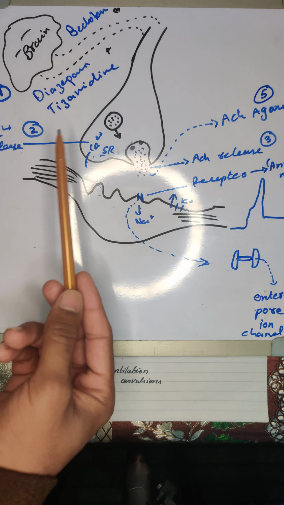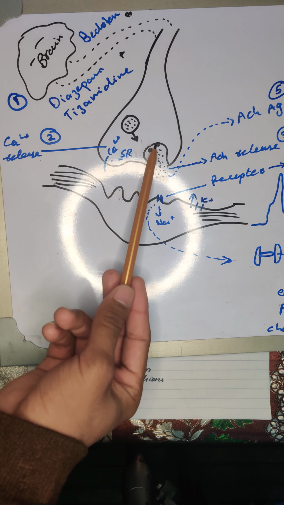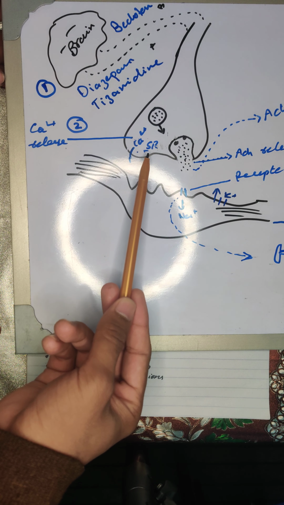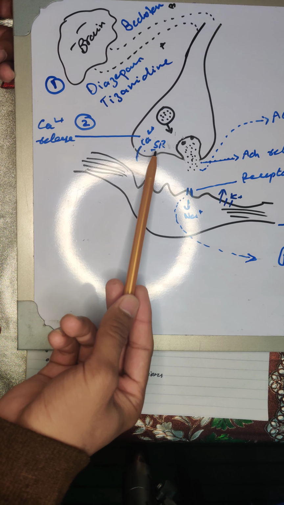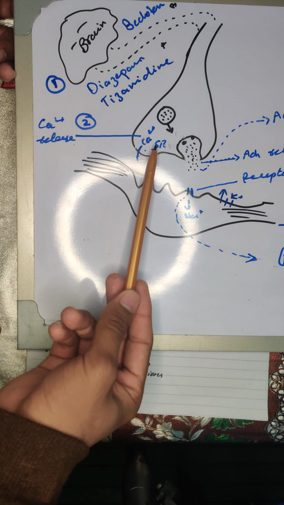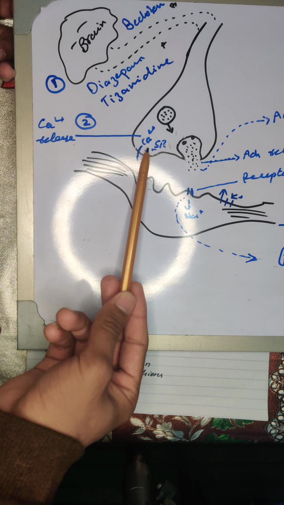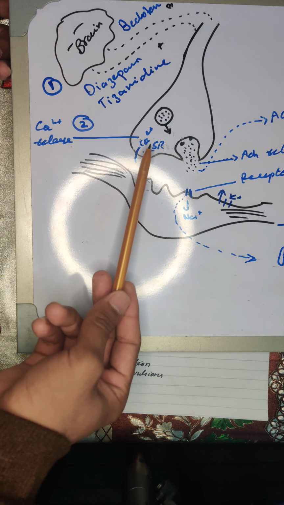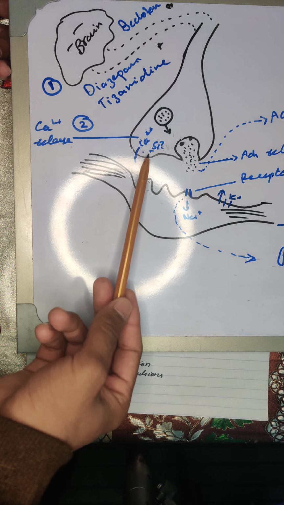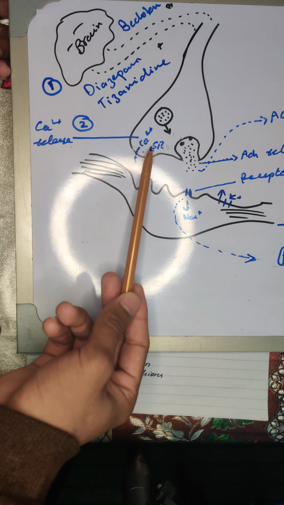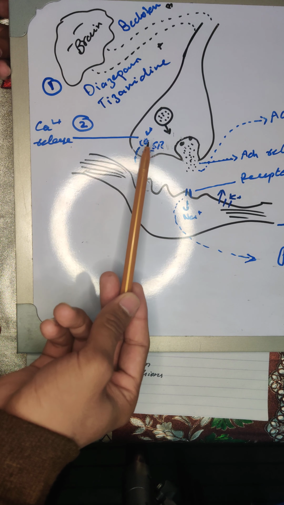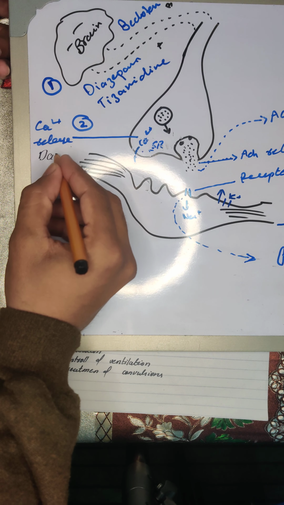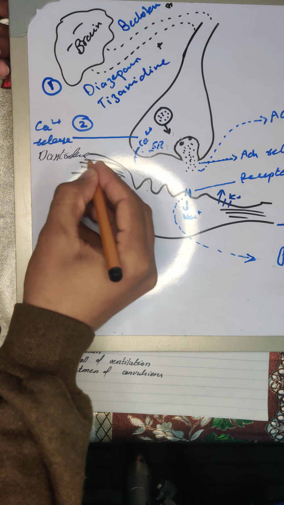Now coming downward onto the presynaptic terminal, here we have calcium stored in the sarcoplasmic reticulum. The sarcoplasmic reticulum has specific receptors, the ryanodine receptors. If a drug acts on those ryanodine receptors and inhibits them, then calcium will not be released. If calcium is not released, then acetylcholine will not be released, because calcium is necessary for the release of acetylcholine. So this ryanodine receptor on the sarcoplasmic reticulum is inhibited by dantrolene. So dantrolene is acting here.